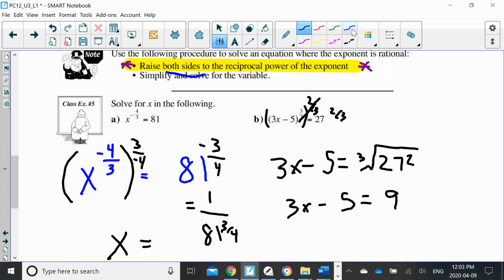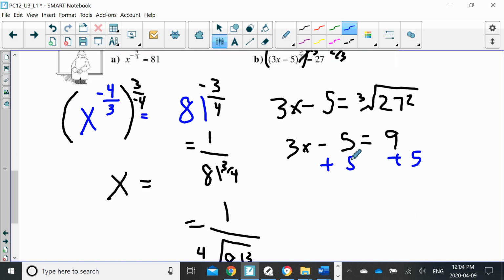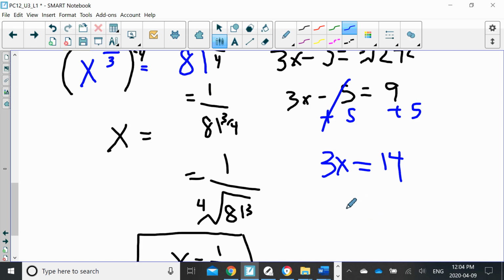Let's isolate for x. Get rid of that negative 5 by adding 5 to both sides, and I get 3x is equal to 14. Isolate your x by getting rid of that 3, so divide both sides by 3, and I get a final answer of x is equal to 14 over 3. And there you are.